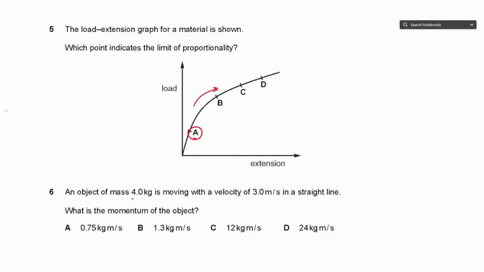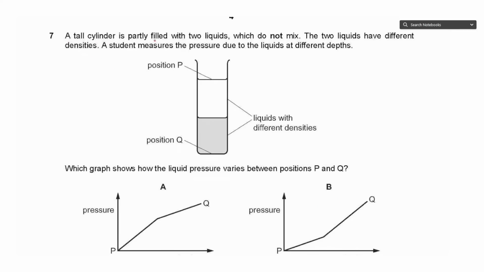Question 6 says an object of mass 4 kilograms is moving with velocity 3 meters per second in a straight line. What is the momentum of the object? Momentum is equal to mass multiplied by velocity, so we multiply 4 by 3, which gives an answer of 12 kilograms meter per second.